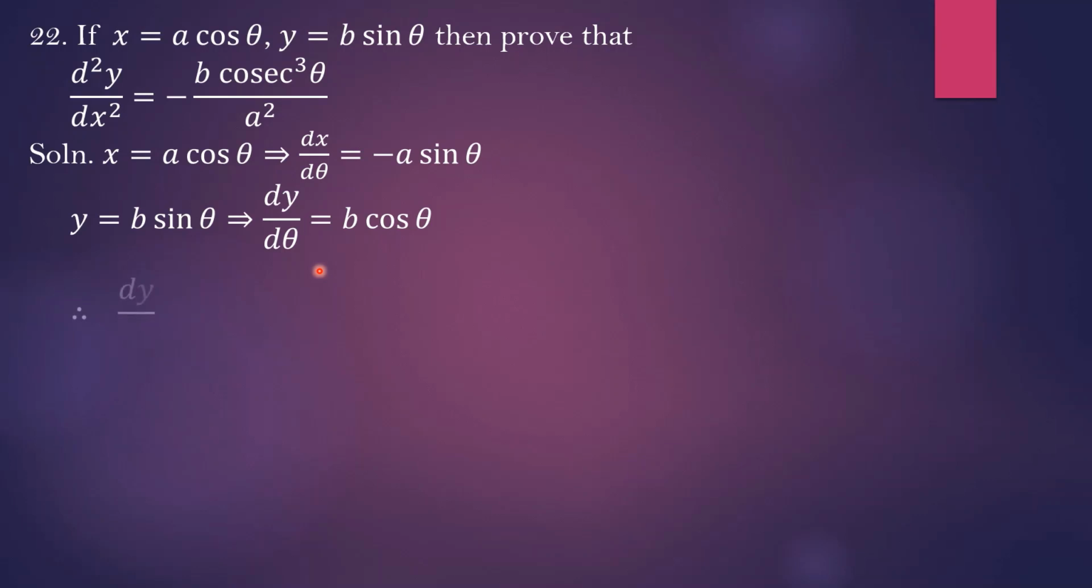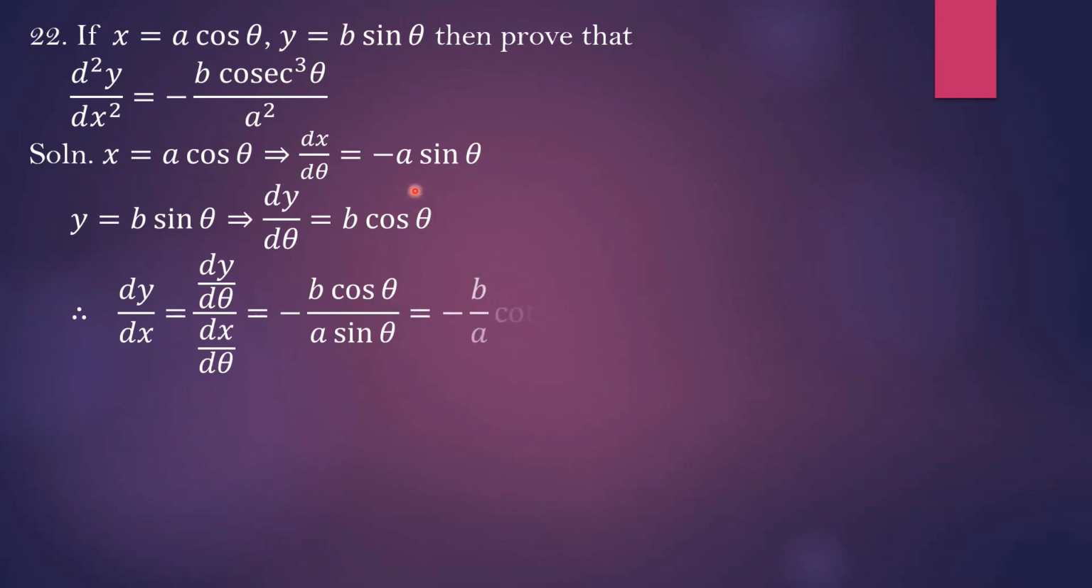Now we can find dy dx from these two expressions. So dy dx will be equal to dy d theta divided by dx d theta. The value of dy d theta is b cos theta and the value of dx d theta is minus a sin theta. The minus is given here, so it is minus b by a cot theta. This is our first derivative of the function.